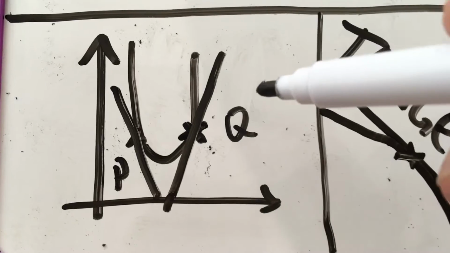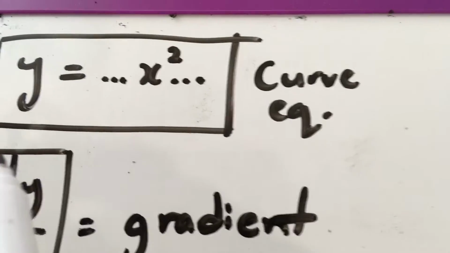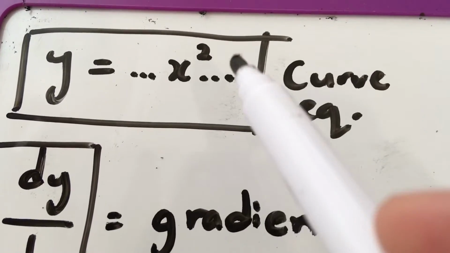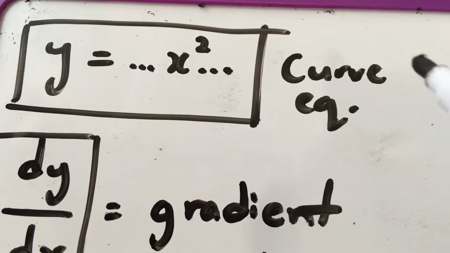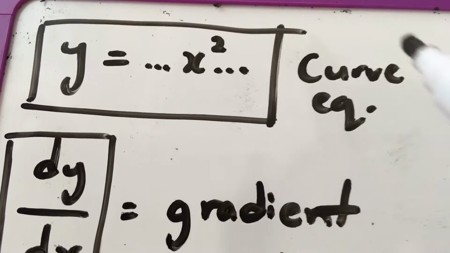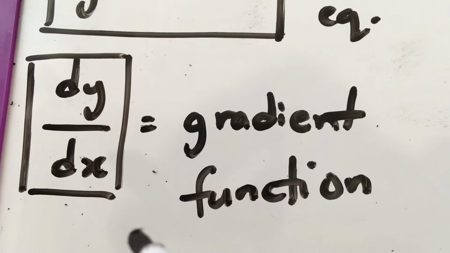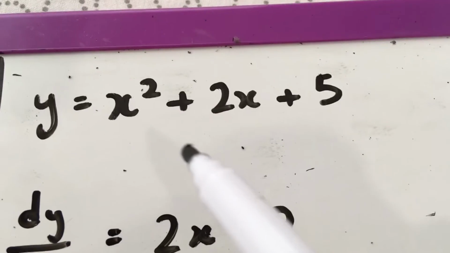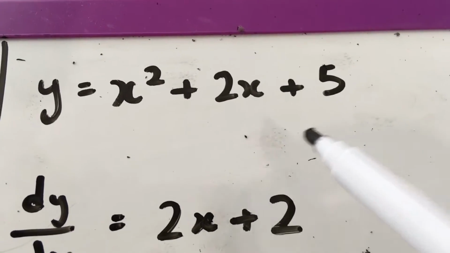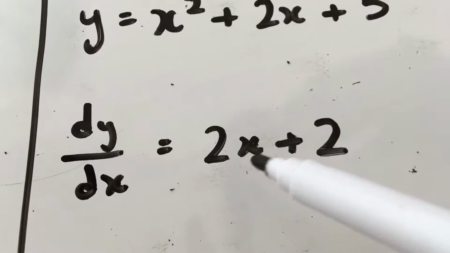So now we'll see how this relates to differentiation. So the general form is y equals something something x squared or x cubed or whatever. This is your curved equation, right? So if you differentiate this equation, dy/dx, you get the gradient function, all right? For example, I had this equation, y equals x squared plus 2x plus 5. This is my curved equation, right? It's a curved line. If I differentiate this, I get 2x plus 2.